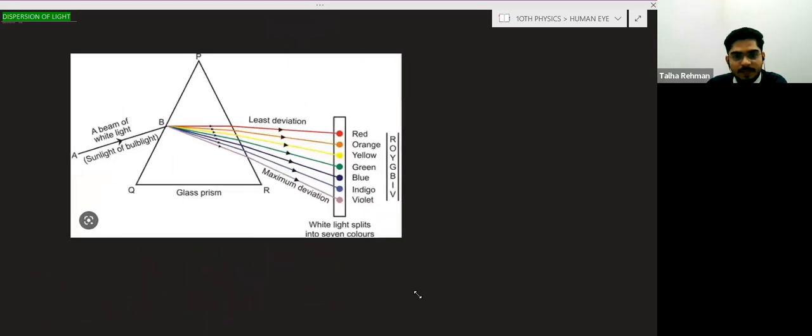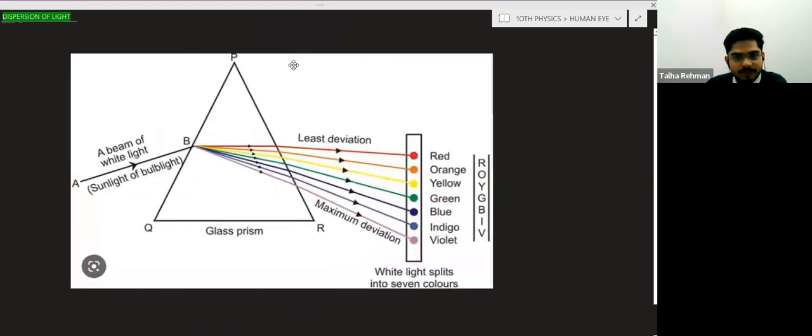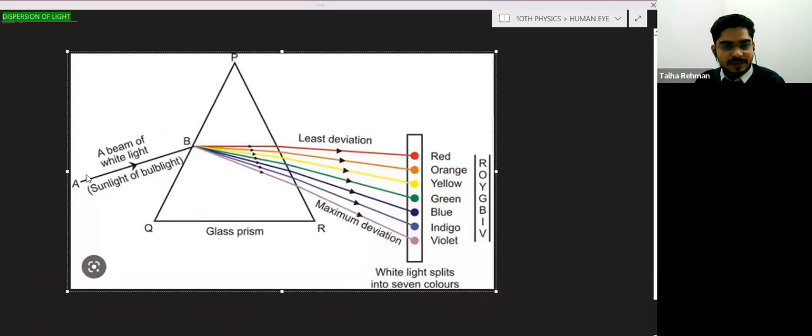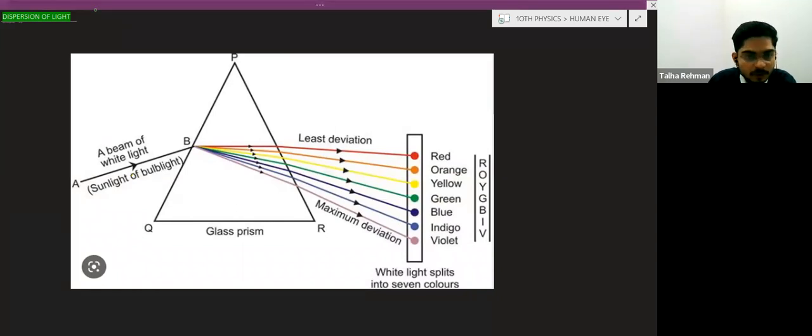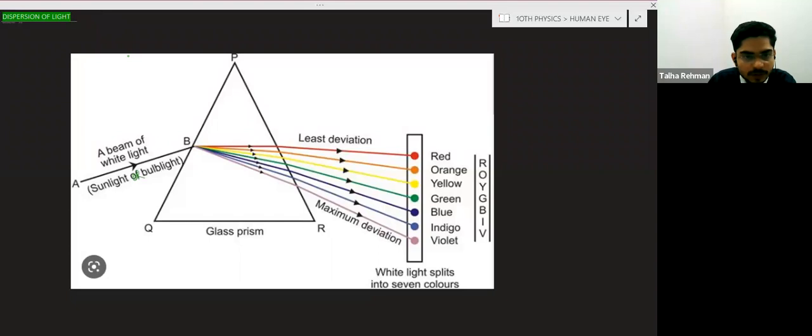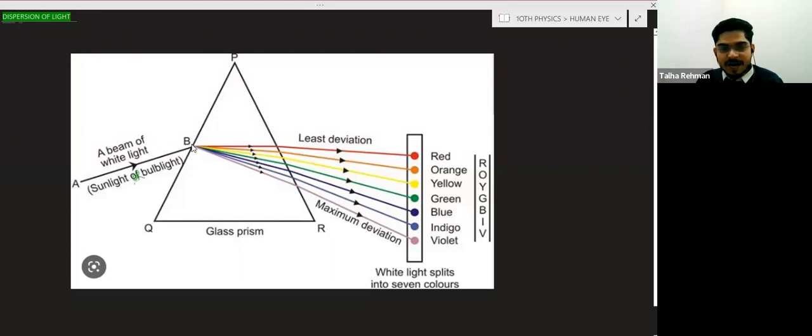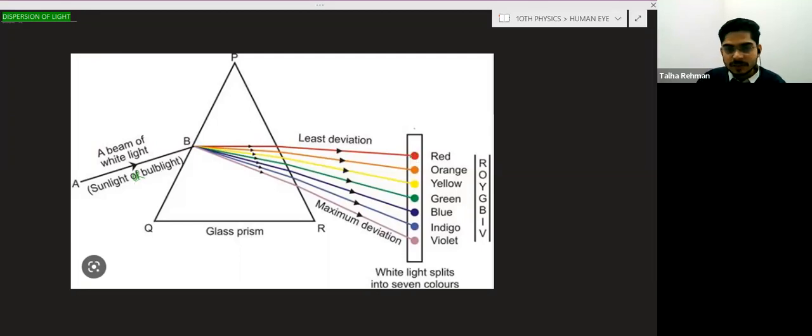See here. This is the experiment done by Newton. A beam of white light is there, or sunlight, or bulb light. It will be passed through the prism. Then this pattern you will see. And what is this? This is the screen.